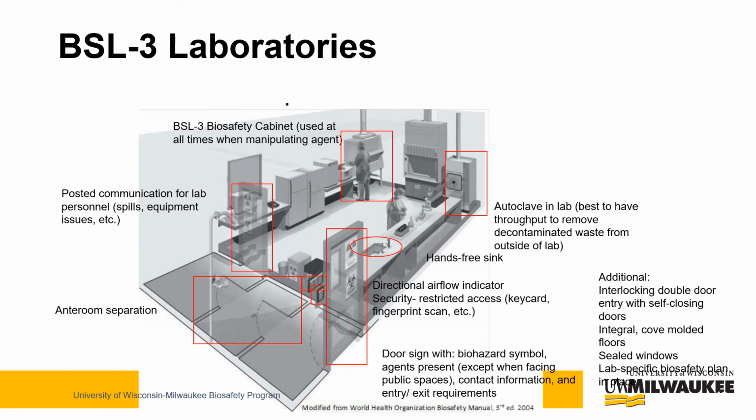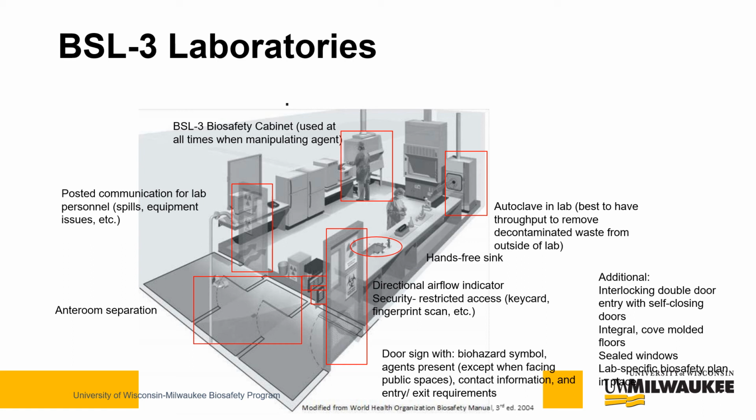This is one example of a BSL-3 laboratory. Remember that each setup is different. There is a door sign with the biohazard symbol present, contact information, and entry-exit procedures. Do not post agent information on this door unless it is already located in a restricted space. Directional airflow indicators and security restricted access are required. This would include fingerprint scans, key cards, etc.